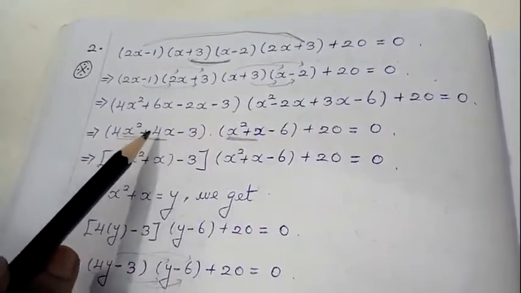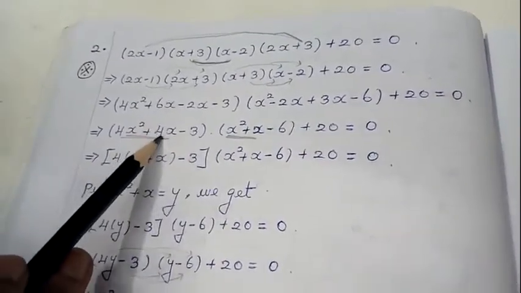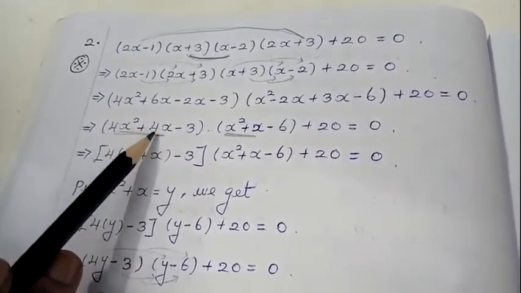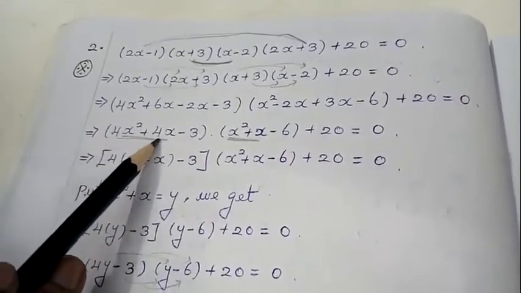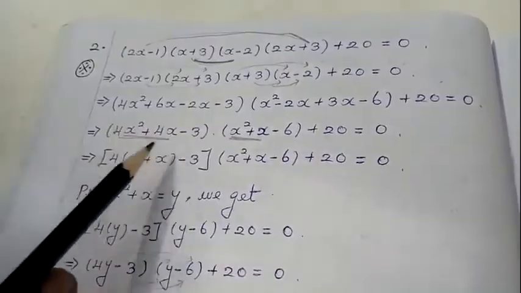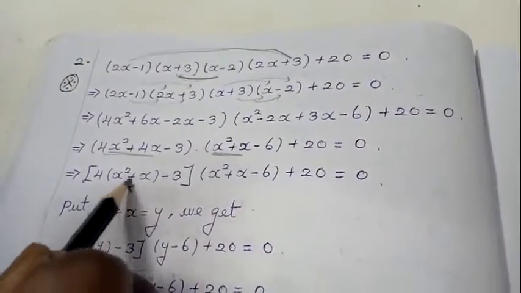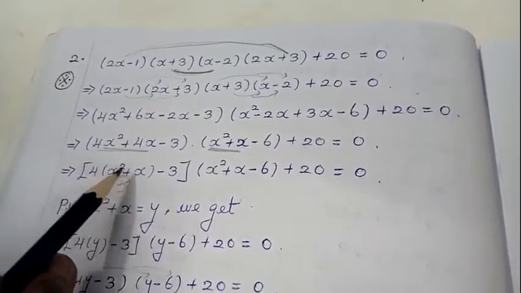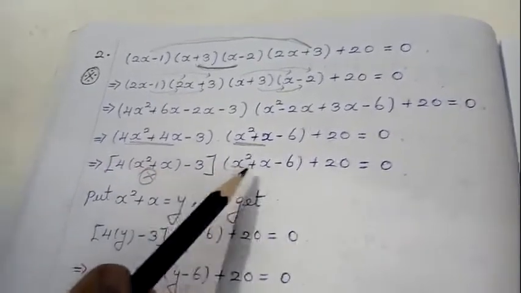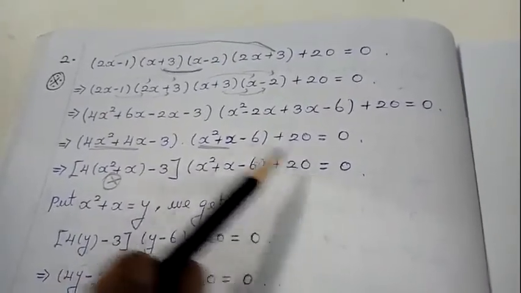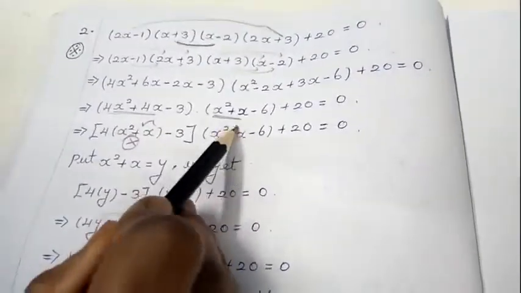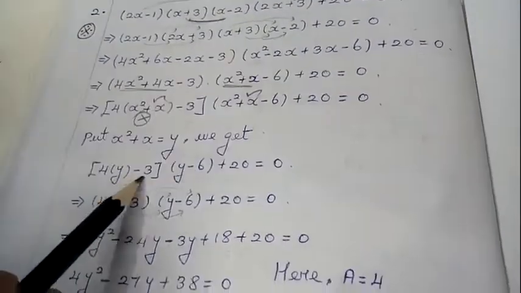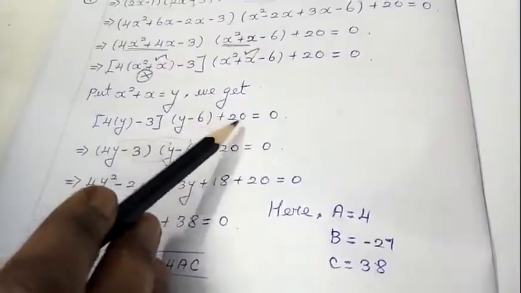If you carefully look inside the quadratic equation, I am going to take the x² and x terms. If I take only the x² and x terms, you are having the number 4. You can take the number inside the quadratic equation itself. Important step, students. I am taking 4 outside: 4(x² + x − 3)(x² + x − 6) + 20 = 0. In these two places, I am going to replace the value as y. After replacing, I will be getting this form, students. That is (4y − 3)(y − 6) + 20 = 0.